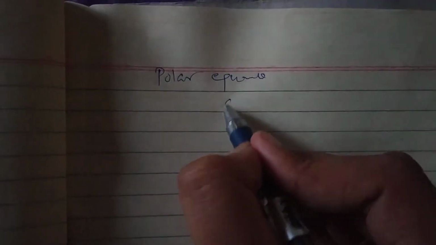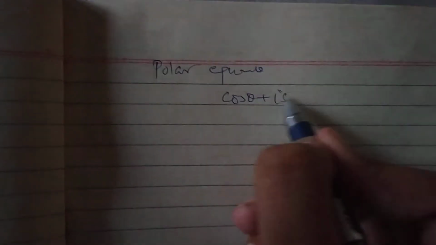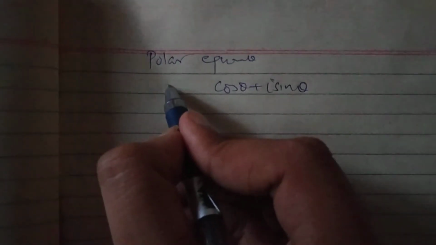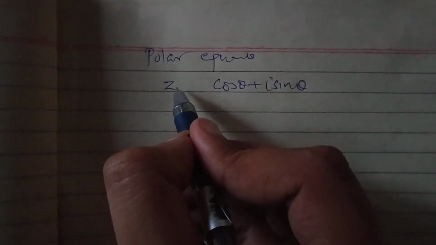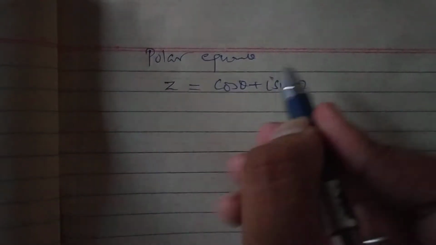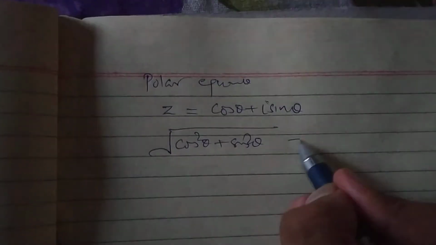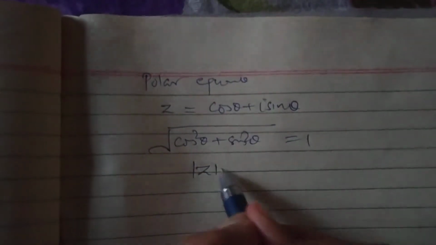When we talk about the polar form, we know that this is cos theta plus iota sine theta. Let's call this a unitary complex number. It is called the unitary complex number because it has unit magnitude. You can calculate it: the square root of cos square theta plus sine square theta is equal to 1. So the magnitude of this complex number is 1.